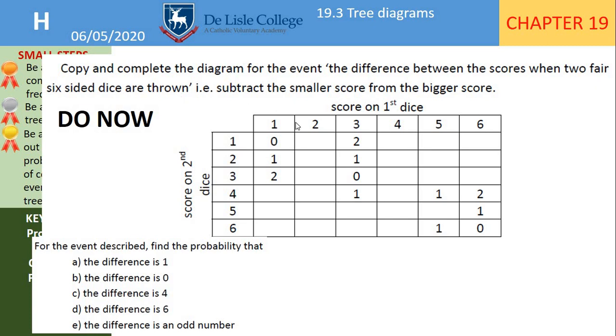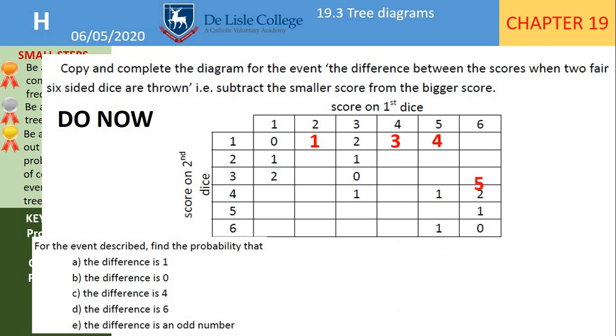So here along the top we have the numbers 1 to 6 that you may get on the first dice, and down the side in this column here we've got the numbers 1 to 6 that you might get on the second dice. So the difference between the two numbers, if I get a 1 on the second dice and a 1 on the first dice, 1 subtract 1, I have a difference of 0. So if I get 2 on the first dice and a 1 on the second dice, I will get a difference of 1, and so on.